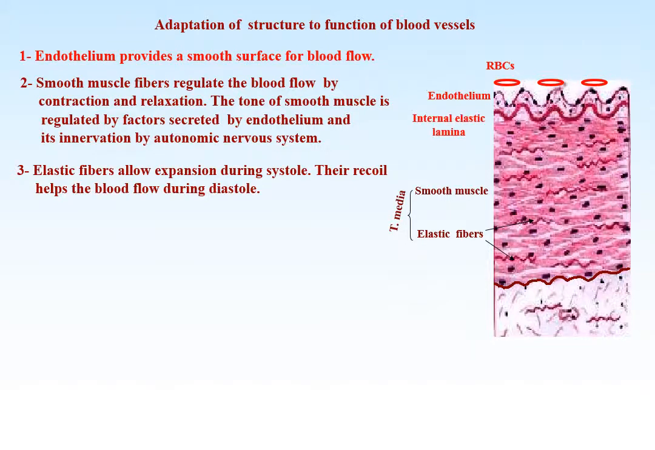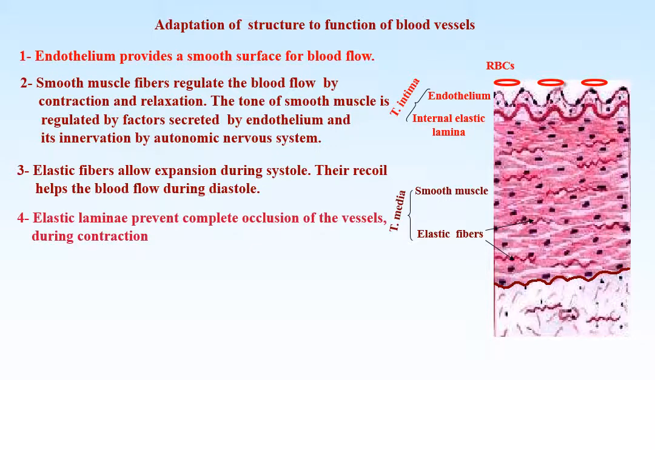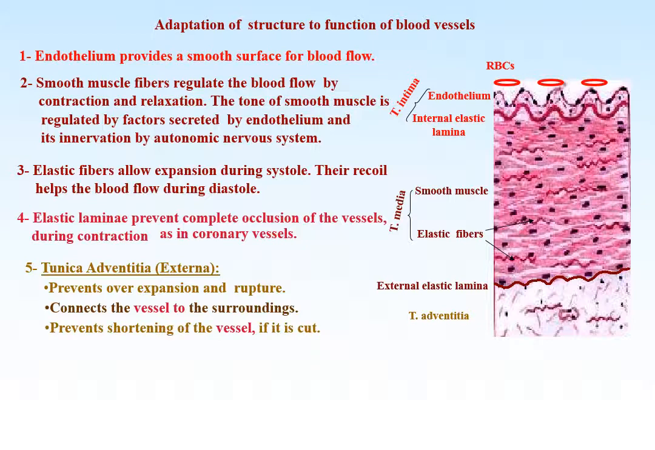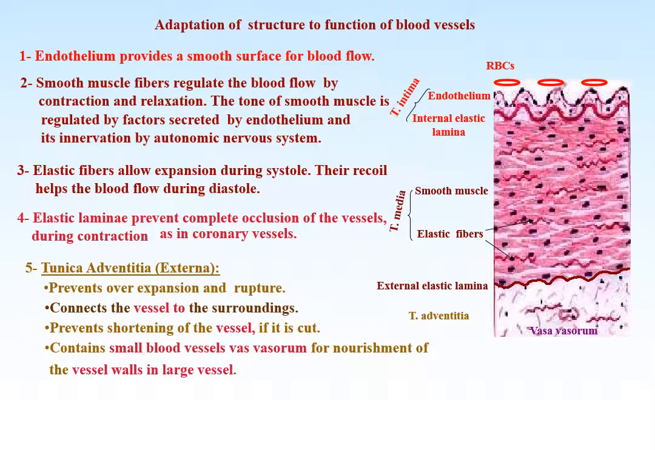Elastic laminae, internal elastic lamina and external elastic lamina, prevent complete occlusion of the vessels during contraction, as in coronary vessels. Tunica adventitia prevents overexpansion and rupture of the blood vessel. It connects the vessel to the surroundings. It prevents shortening of the vessel if it is cut. Tunica adventitia contains small blood vessels, vasa vasorum, for nourishment of the vessel wall in large vessels.